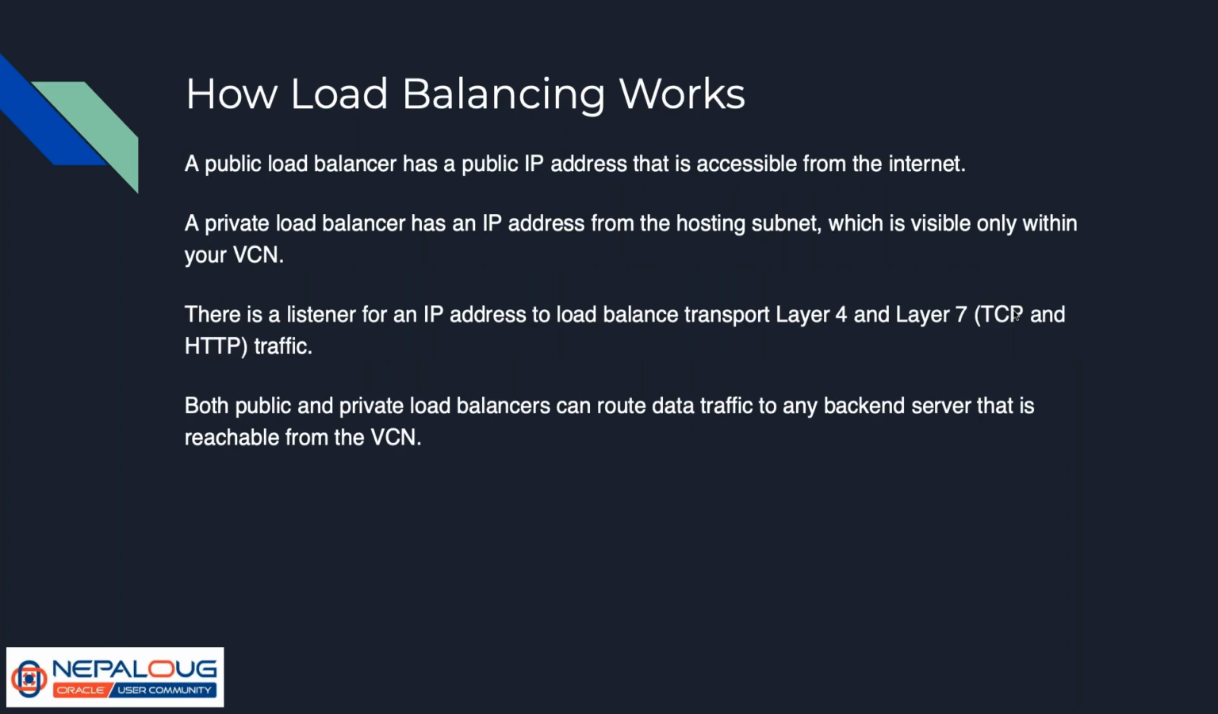And how does load balancing work? There are two types of load balancer, a public load balancer and a private load balancer. A public load balancer has a public IP address that is accessible from the internet. So basically, you may have a bunch of web servers or any sort of application servers sitting behind the load balancer, and you need to have only one public IP address for the public load balancer, and you will get access to the service.